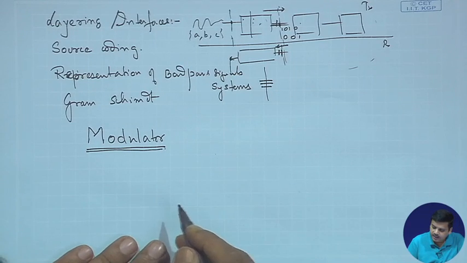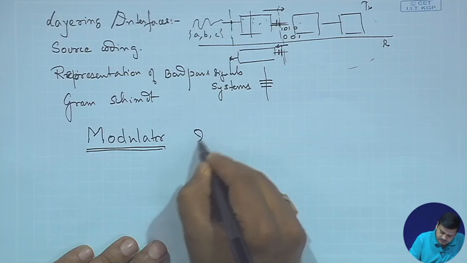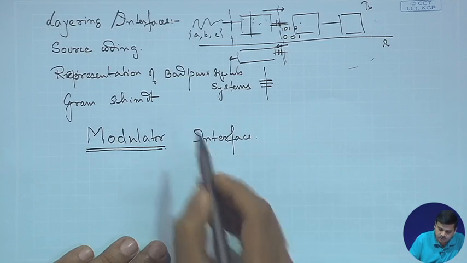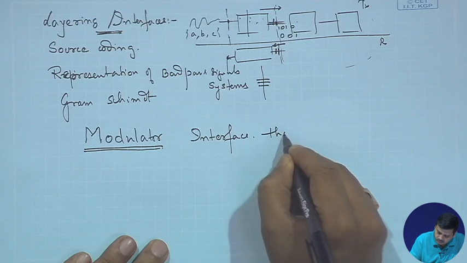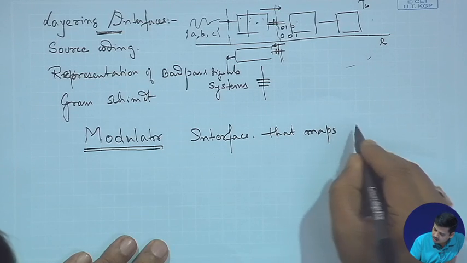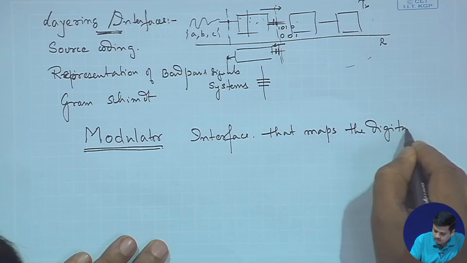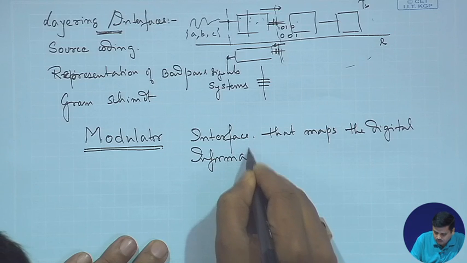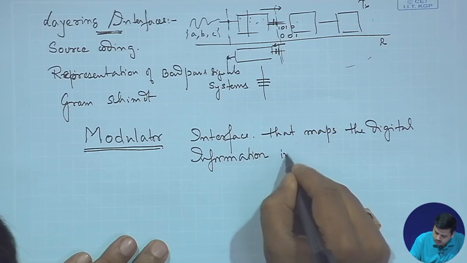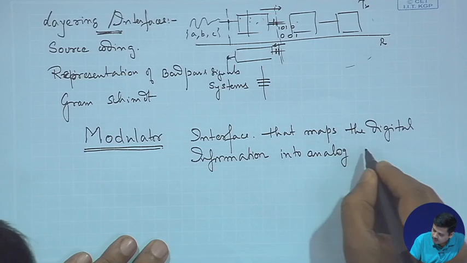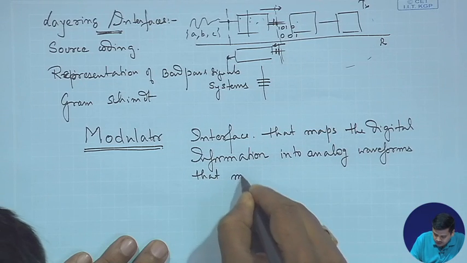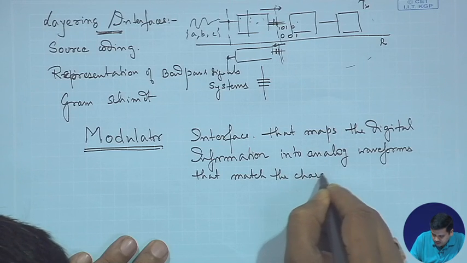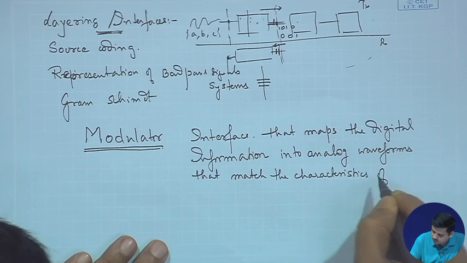If we talk about the modulator, all that we can say is that it is an interface, right. We have been talking about layering and interfacing. It is an interface that maps the digital information into analog waveforms that match the characteristics of the channel.